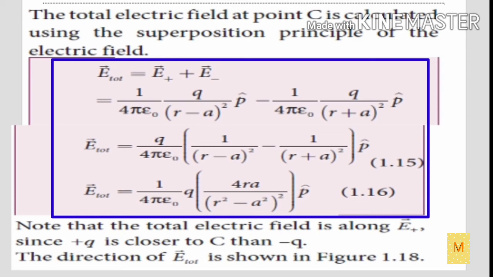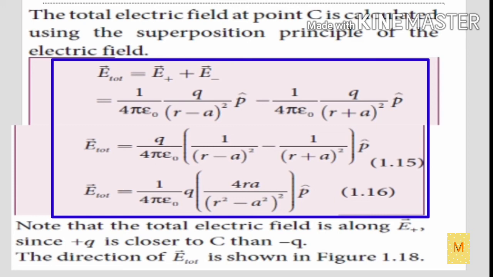In this equation, the term q by 4 pi epsilon naught is common, so take it outside. Hence, the equation will become E total vector is equal to q by 4 pi epsilon naught into [1 by (r minus a) the whole squared minus 1 by (r plus a) the whole squared] into p cap.